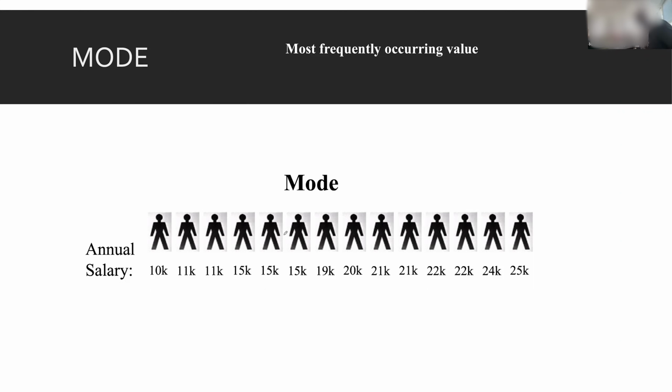So if we look at these numbers, which one is the mode? 15. Why? Because it appears 3 times. So even though 11 appears twice, 15 appears more than 11. The mode is 15. 21 appears twice and 22 appears twice, but all of them are just twice. Good observation, but again, the mode should be the one that appears the most.